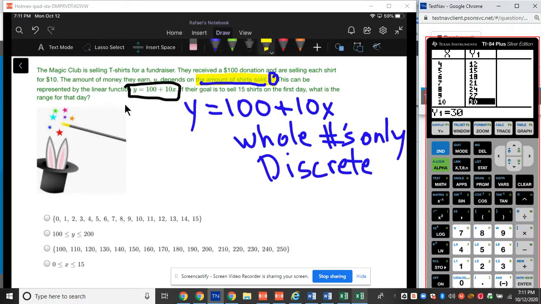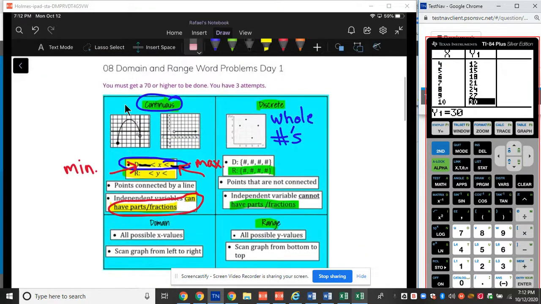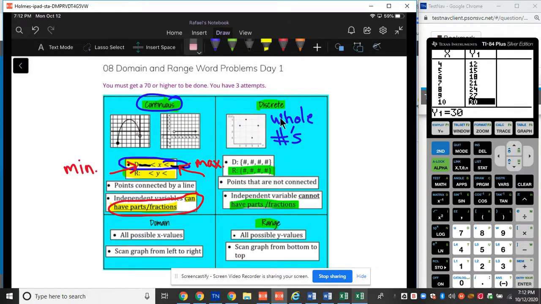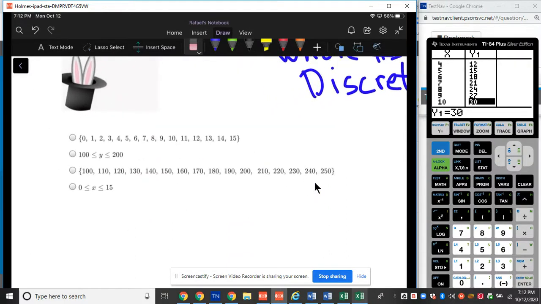Now, what is it that they're asking us for, the domain or the range? Usually in the last sentence, right there. They want the range. So going back up to our notes, discrete, right? There we are. Discrete is whole numbers, and the range is going to look like this: numbers with commas. What can we automatically eliminate? We can eliminate the second choice and the fourth choice because those have inequalities. And we know that our range is going to be numbers with commas.